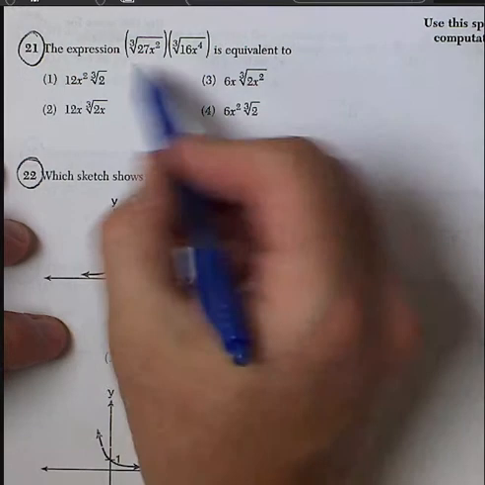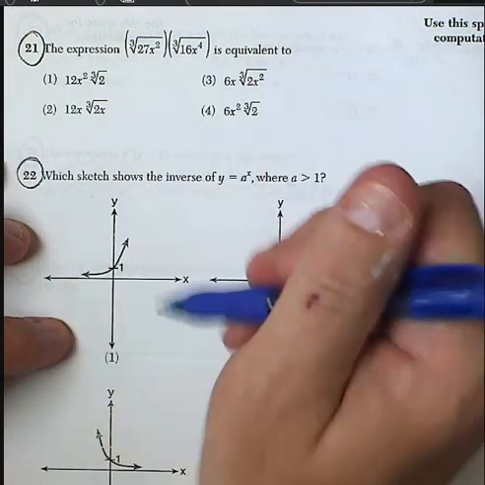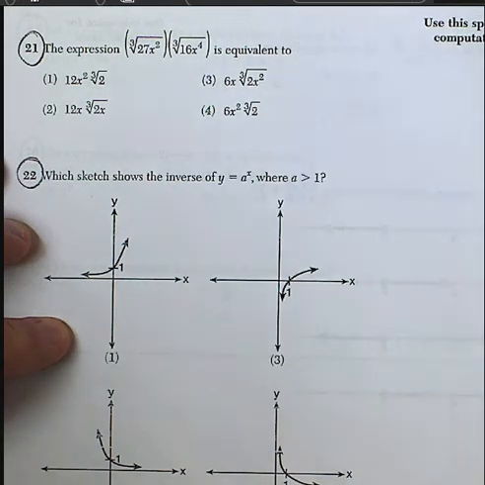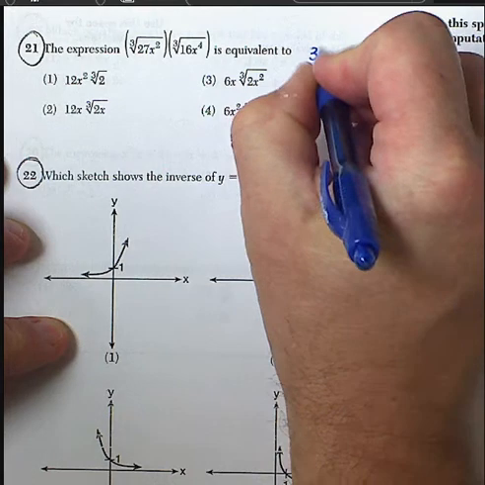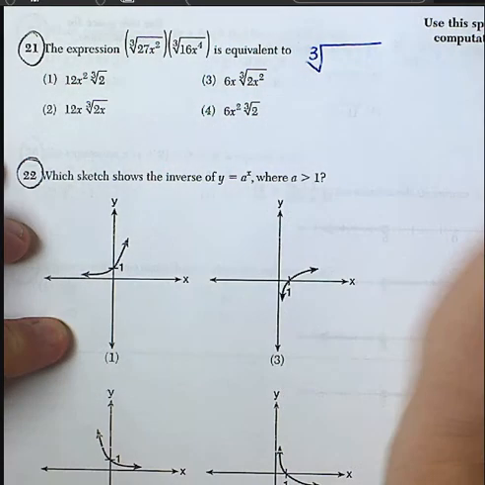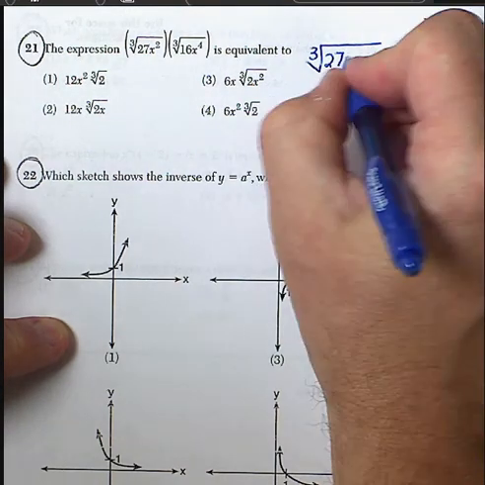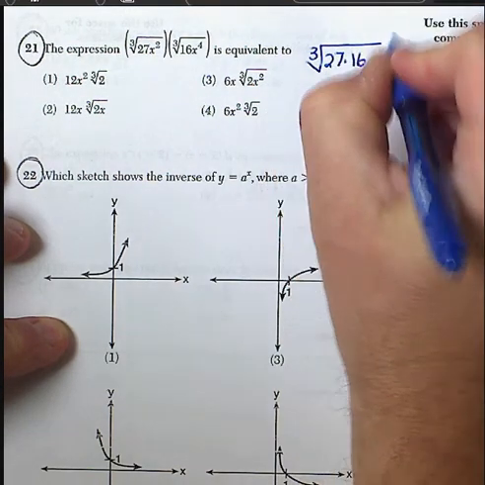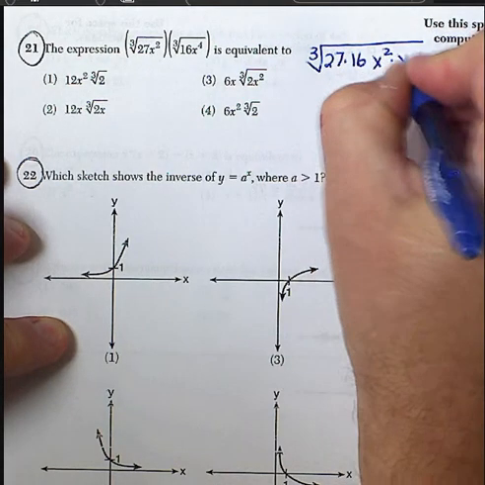We have two cube roots. The best way to do this question is to break it up into the number parts and the variable parts, and you can do it any way you want. Since they're both cube roots and I'm allowed to multiply cube roots together, I'm going to put everything underneath the same cube root symbol. So 27 times 16, and x squared times x to the fourth.